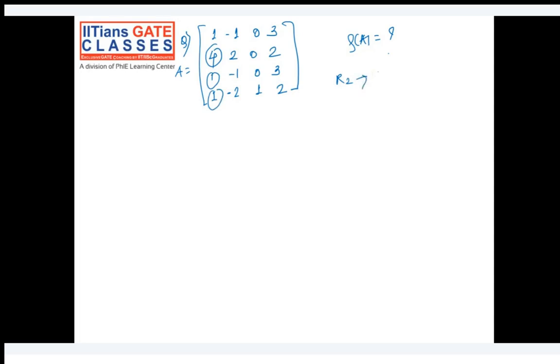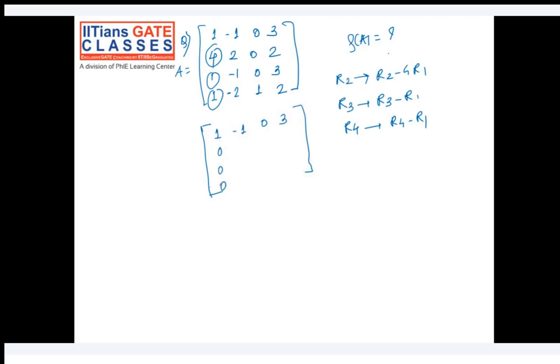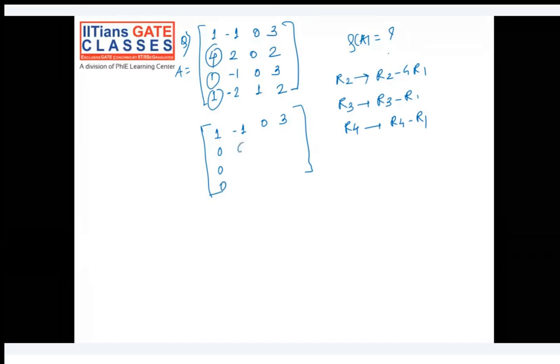1 minus 1 0 3. This will become 0 0 0. After this operation, what about the other terms? 2 minus of minus 4 is 2 plus 4, which is 6. Similarly, if you do the calculation, you will get 0 and minus 10. These two rows are identical, just with a negative sign, so all are becoming 0. If you subtract the first and third row, you'll get the third row as 0.